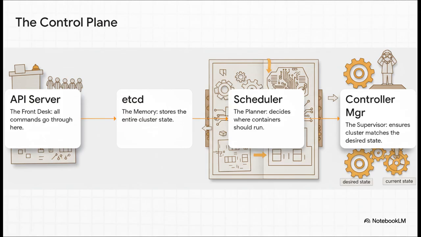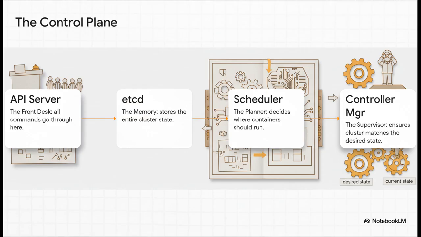Think of this as the front desk. Every single command, every request, every little thing you want to do has to go through here. Then there's etcd. This is the factory's long-term memory. It knows the state of everything, what's running where, which machines are available. It's the ultimate source of truth.